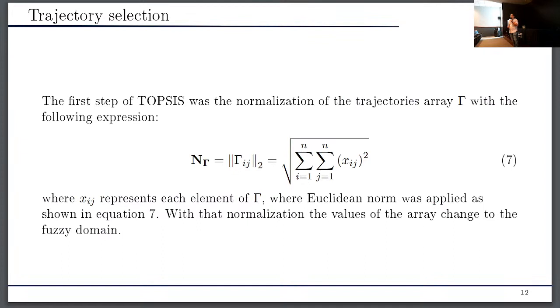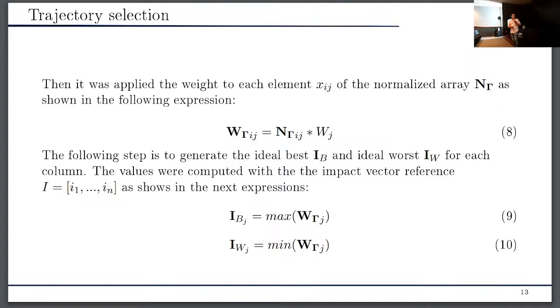Then the first step is to normalize the array of trajectories through expression number 7. With that normalization, we translate the values of the array to a fuzzy domain. So then we apply the weight vector to all the values of the array. And then we compute the ideal best and ideal worst vectors that serve as the comparison to the ideal solution of the TOPSIS. So the ideal best is computed with the max function in the case that we want to increase certain criteria, or the min function if we decide to decrease certain criteria.